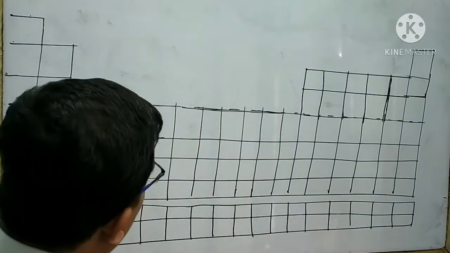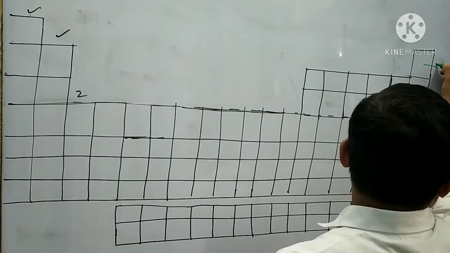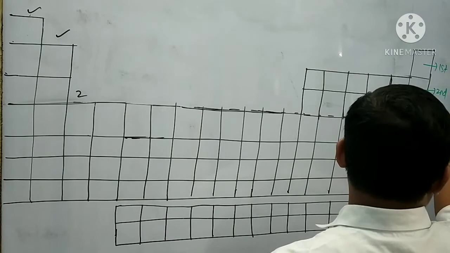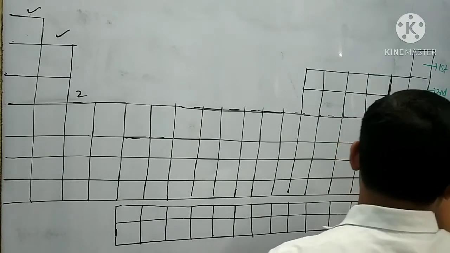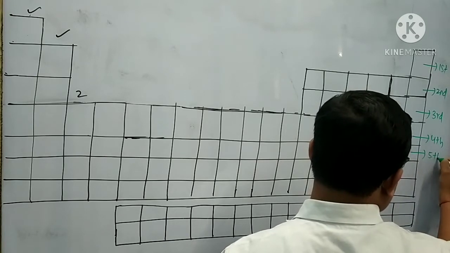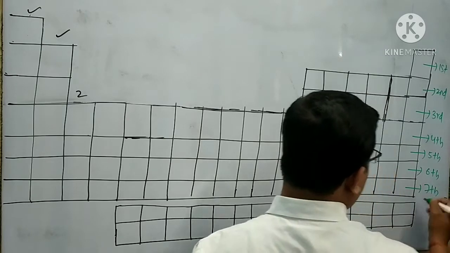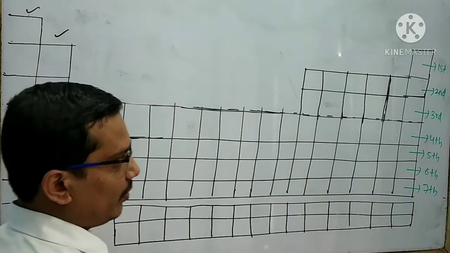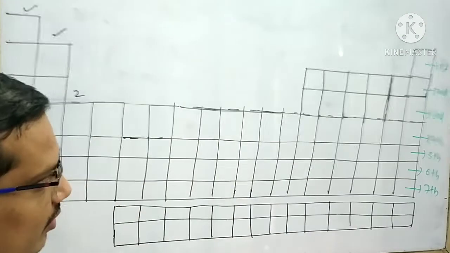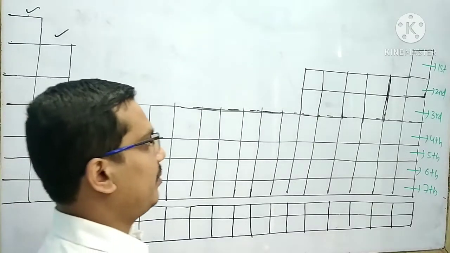This is your modern periodic table skeleton. This is your first period. This is your second period. This is your third period. This is your fourth. Next, this is your fifth. Next, this is your sixth. This is your seventh period. Suppose an element is present in the second period, and you aim to find out the atomic number of that element.